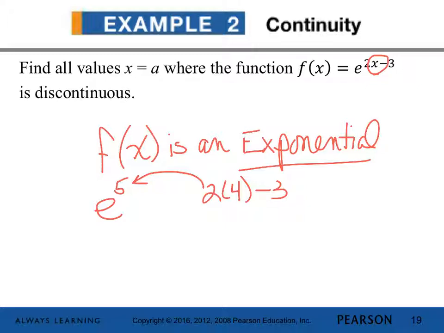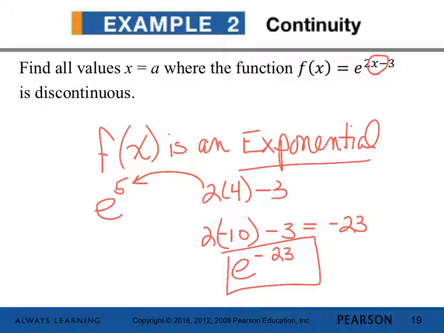If that number had been negative 10, that'd be negative 20 minus 3, which is negative 23. And e to the negative 23 power is a legal value, because e is a number and negative 23 simply is a large negative exponent. So it's going to be a small number, but it is defined.